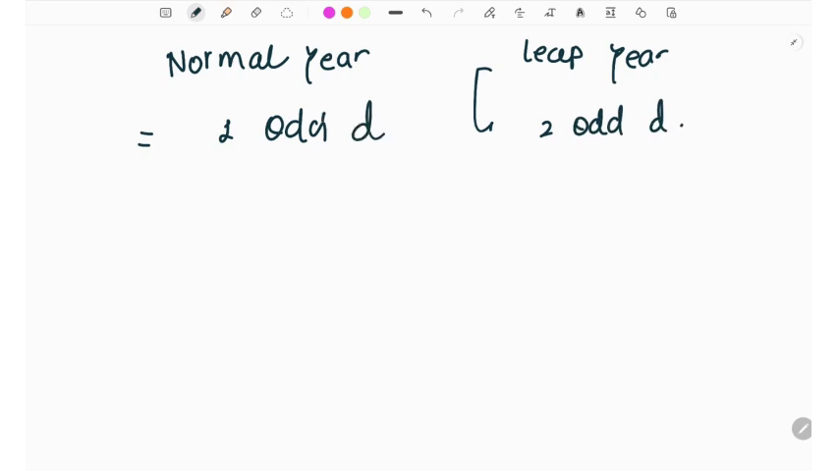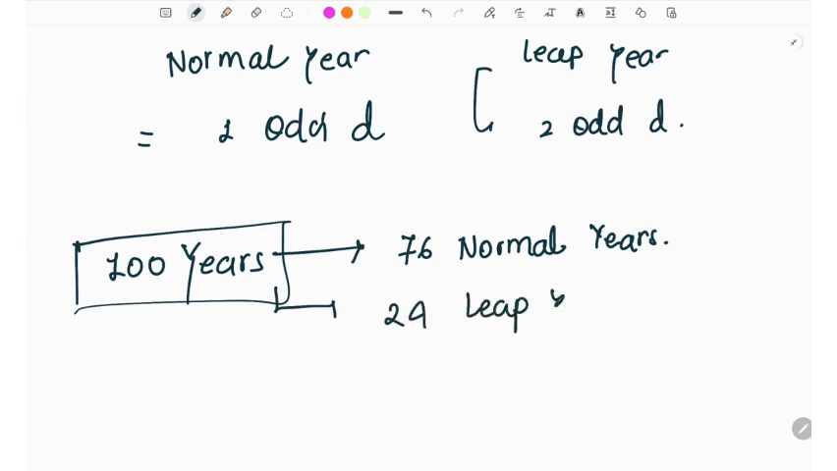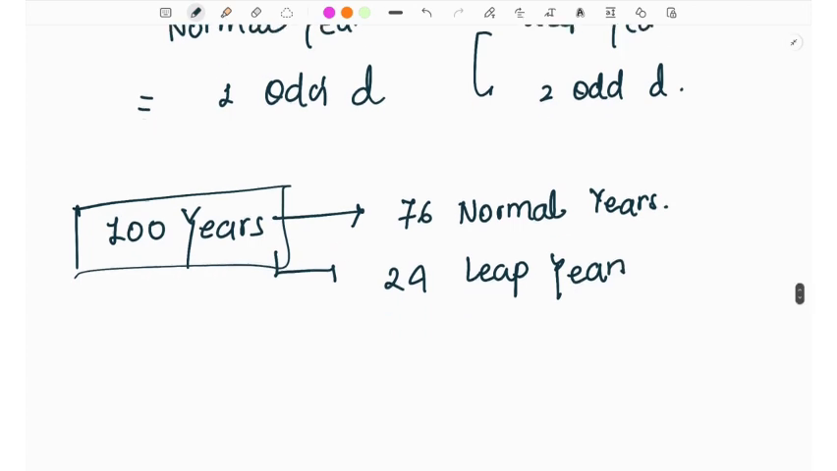Okay, so these are some factual things that I am telling you over here. Just simply note it down. If we look at any 100 years, in 100 years there are 76 normal years, and the left 24 are the leap years. Correct? 76 normal years and 24 leap years.